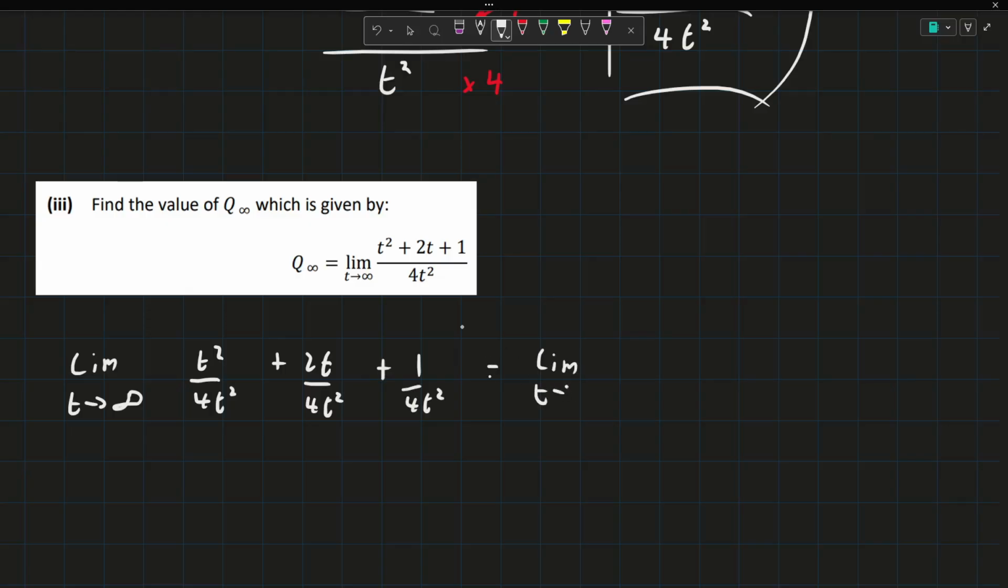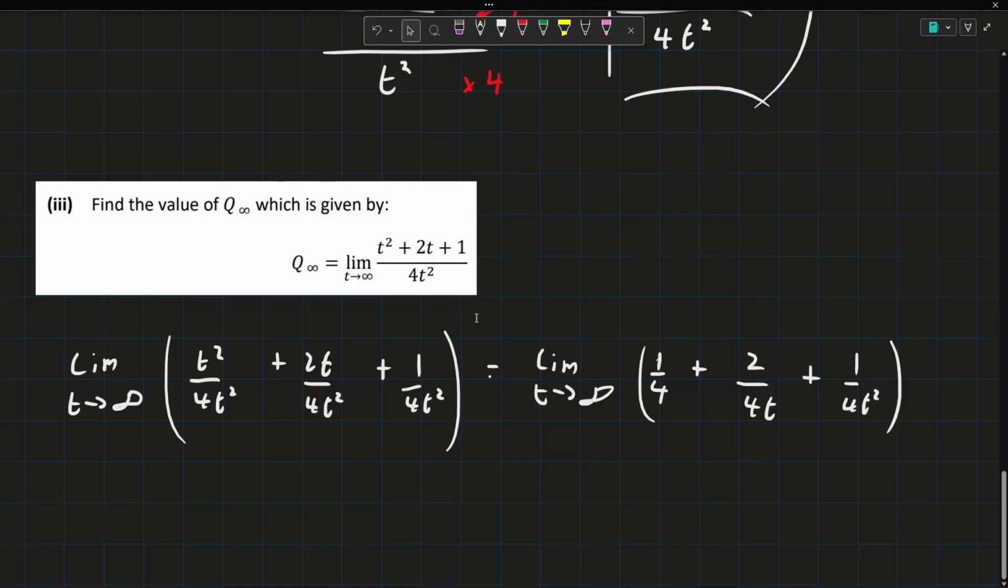So what happens as t goes to infinity? Then t squared over 4t squared is going to be a quarter. And this should technically be in brackets, because the limit's on all of it. Then we have plus 2 over 4t, which is the same as 1 over 2t, but it doesn't really matter. And then we have 1 over 4t squared.